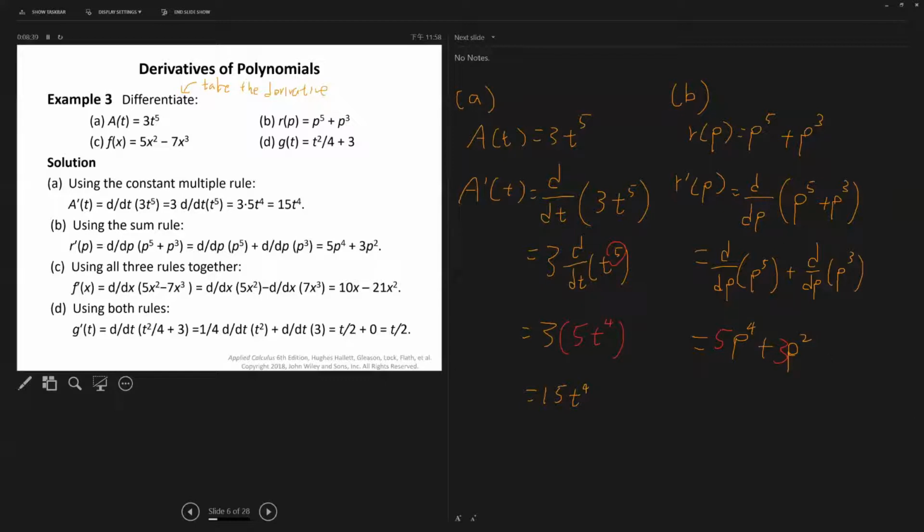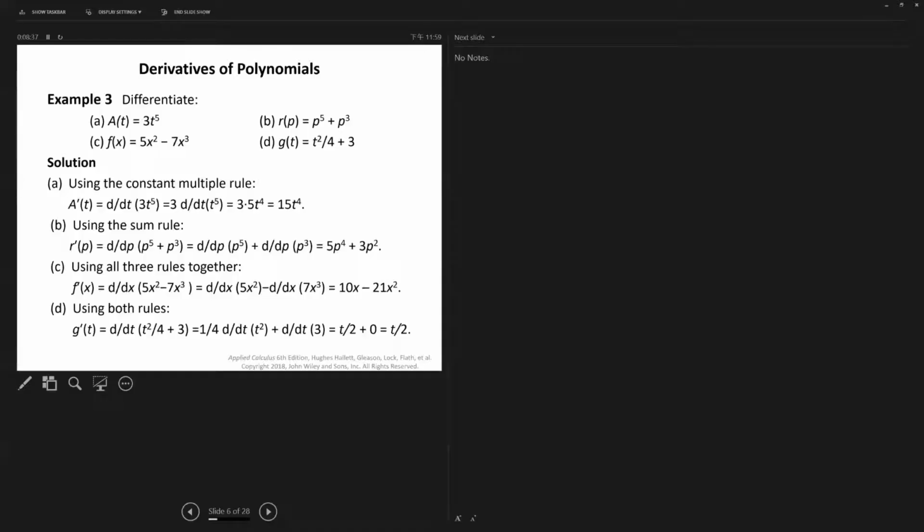And next, let's look at the other two. All right, part C, we have f of x is equal to 5x squared minus 7x cubed. Now I'm actually going to show you a faster way of finding f prime for a polynomial. We know the terms are separate, so we can look at them separately.